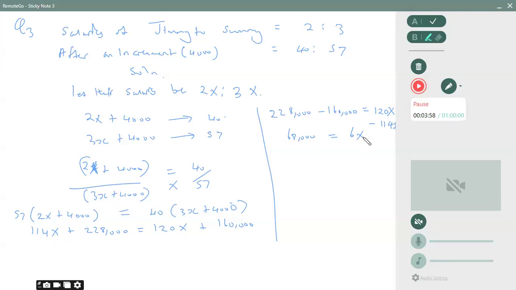Confirm 228. All right, so after doing that, divide through by 6. So 68,000 divided by 6 gives 11,333.3.